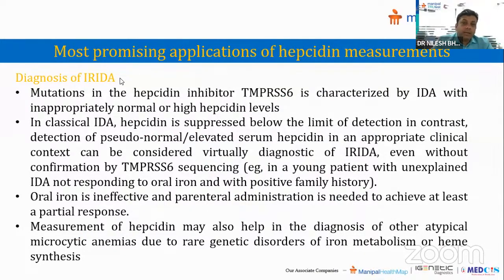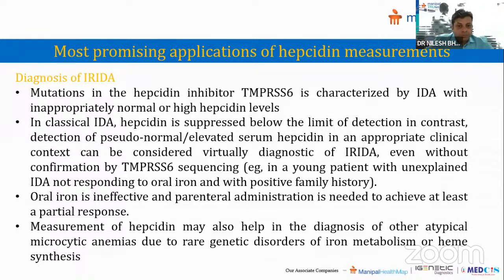So where is hepcidin useful? Basically, hepcidin is very useful in diagnosing certain conditions, like iron-refractory iron deficiency anemia. Iron-refractory iron deficiency anemia is basically a genetic disorder caused by a mutation in a hepcidin inhibitor. Because of that, there is an inappropriately high level of hepcidin in these patients. Because of the high levels of hepcidin, iron cannot be absorbed from the intestine.